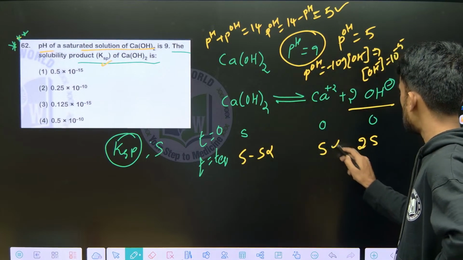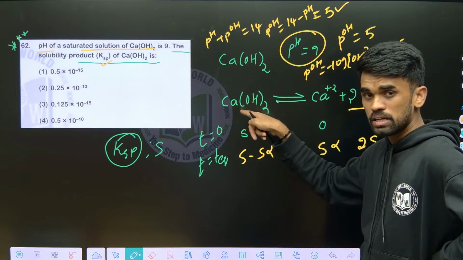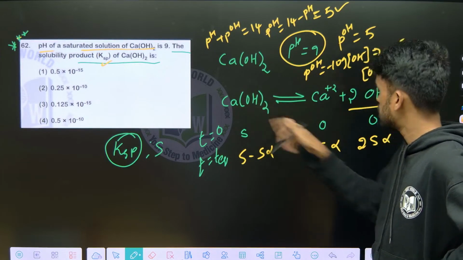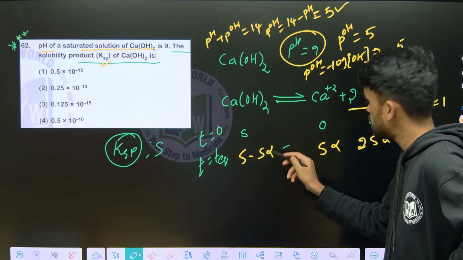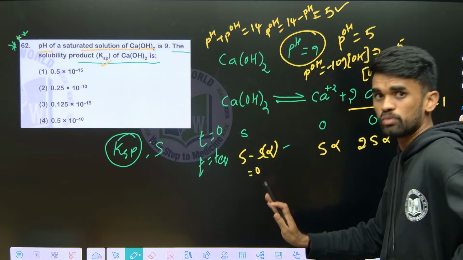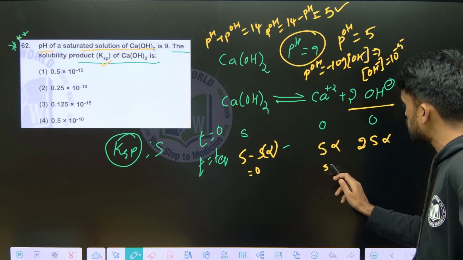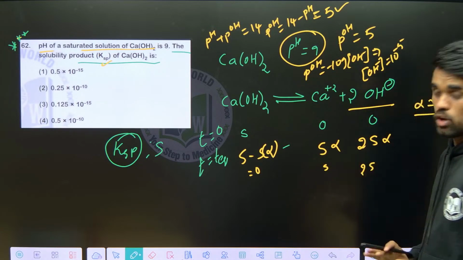This is S alpha, this is 2S alpha. This is a strong electrolyte. The dissociation is maximum, that is, alpha value will be equal to 1. So S into 1 becomes what? S into alpha is 1. So 1 minus 1 will be 0. That is how we need to take. So this S alpha is nothing but S only, because alpha value is 1. This is 2S. I hope it is clear.